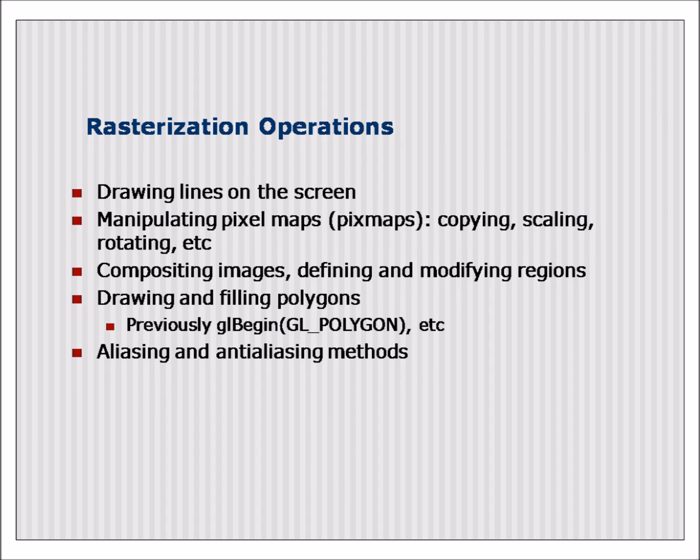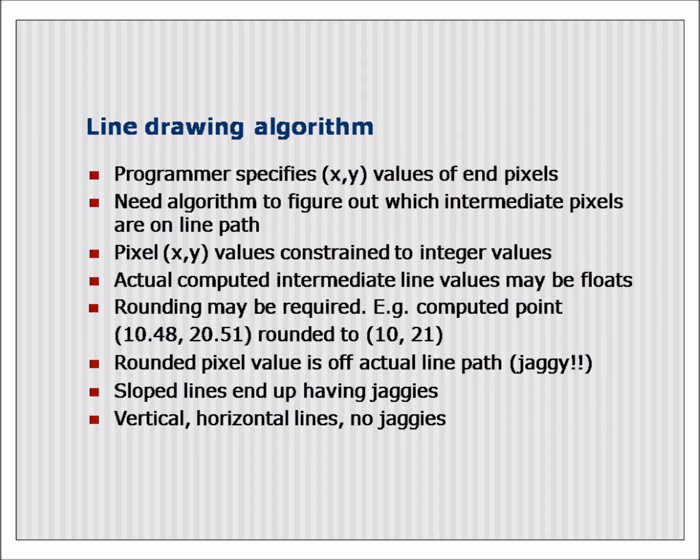Important operations of rasterization are: number one, drawing lines on the screen; number two, manipulating pixel maps, pixmaps, for copying, scaling, rotating and translation, etc. Number three, compositing images, defining and modifying regions. Number four, drawing and filling polygons. And finally, number five, which is very important, aliasing and anti-aliasing methods. As I already told you, we will discuss the rasterization process in terms of line drawing algorithms.